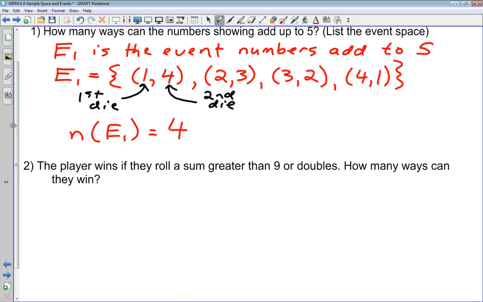So our next one here. The player wins. Let's assume we're playing some little game here, and the player wins something if they roll a sum greater than 9 or doubles. How many ways can they win this little game? So we have 2 possible events that we want to consider here: the event that they roll a sum greater than 9, or the event that they roll doubles.